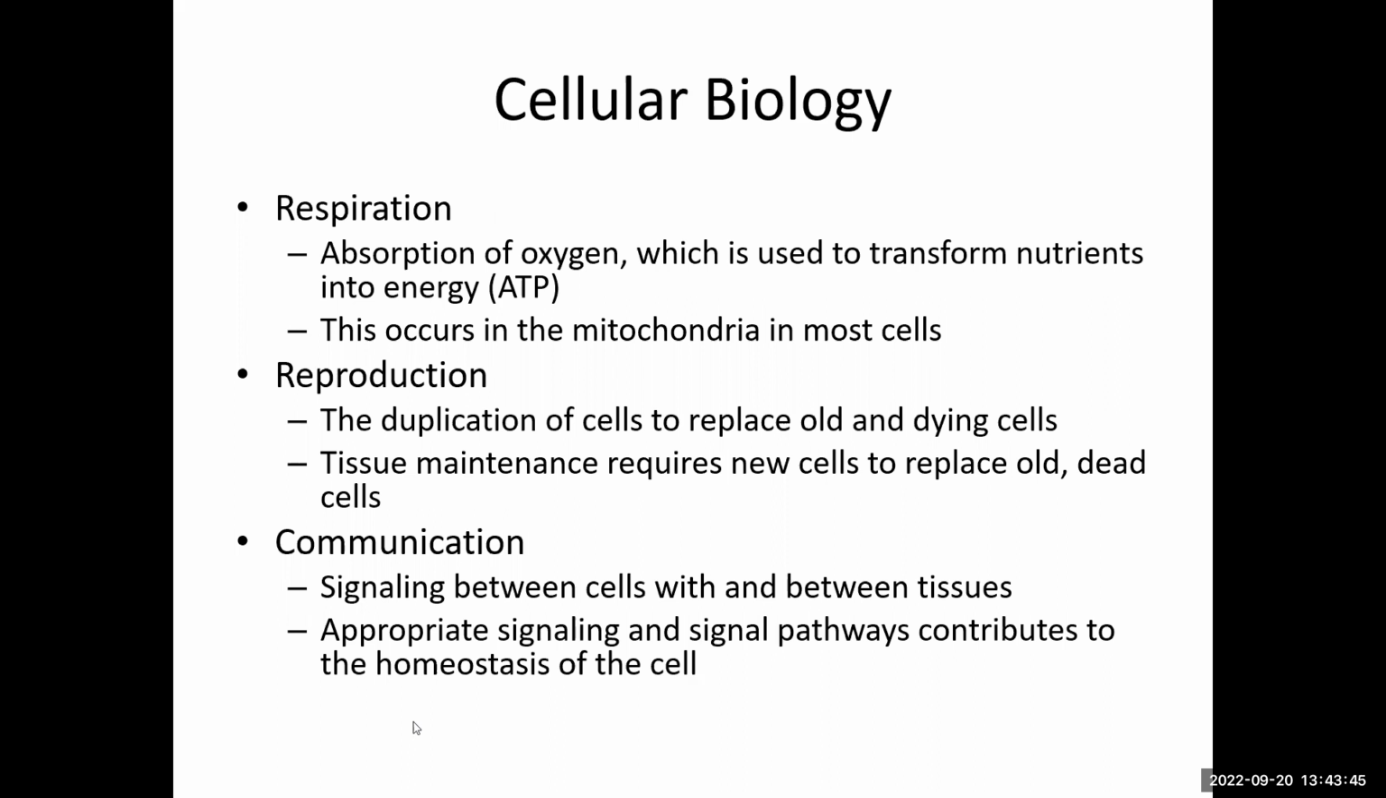Communication is a way that cells signal between each other. Our cells have to talk to each other, and when they do that, they send signals through pathways that contribute to the ability of our bodies to maintain homeostasis. So when we have things changing and getting out of homeostasis, we will have communication that will either send us into a negative feedback loop or a positive feedback loop that will take us then back to the state of homeostasis.